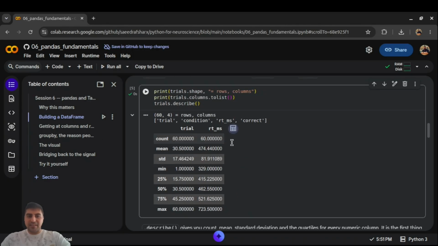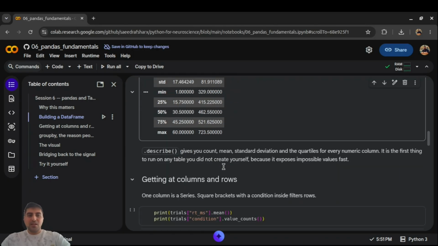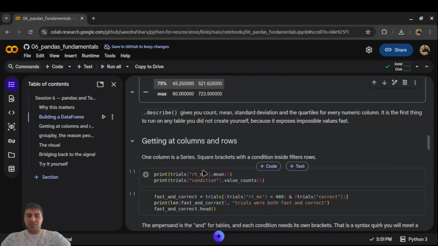So, run this on every table you did not create yourself. It is the fastest way to find the impossible things: a reaction time of -40, an accuracy of 1.3, 300 trials in a dataset that should have 240. That is not being fussy. Those errors are actually extremely common, and they are silent. So, let's go on to getting at your data.